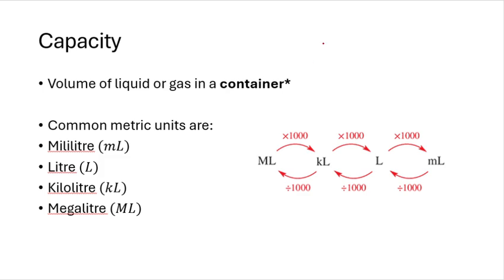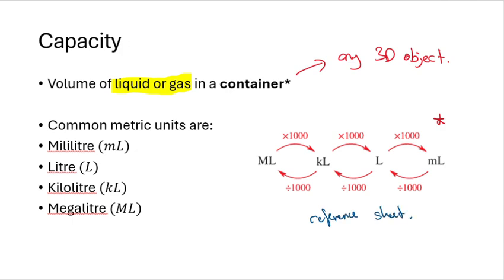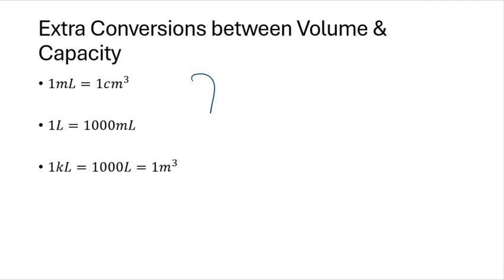Capacity. Okay. Now, capacity is just the volume of a liquid or gas in a container. Now, this container can be just any 3D object. Doesn't matter. Okay. Provided that you have the formula to work with it. Okay. You need to know how to convert this as well. So reference sheet, this flowchart, you need to know all of this. Okay, so specifically this one and that one right there.